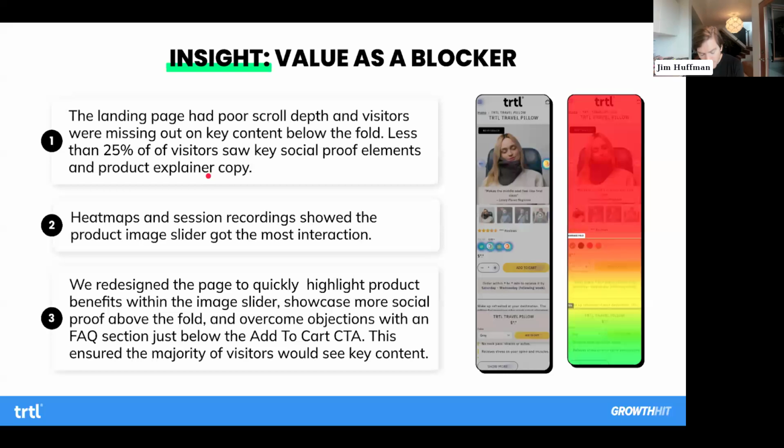We had some hunches, but what we saw is the landing page had really poor scroll depth. Visitors are missing out on some of the key elements and some really funny and cool things they had below the fold. They weren't seeing that. So again, we've got to go where the people are. And this told the story there. So we quickly redesigned it to hit them with an explosion of value above the fold so it becomes a no-brainer.